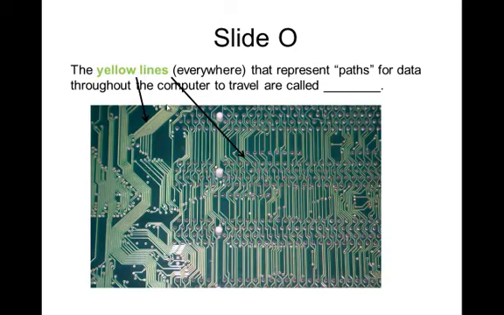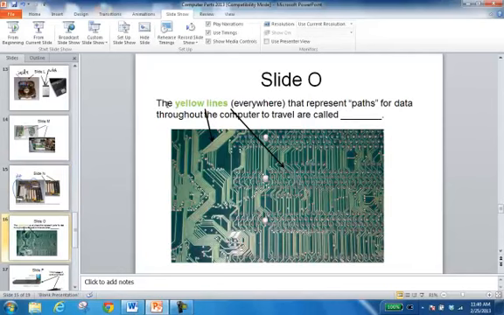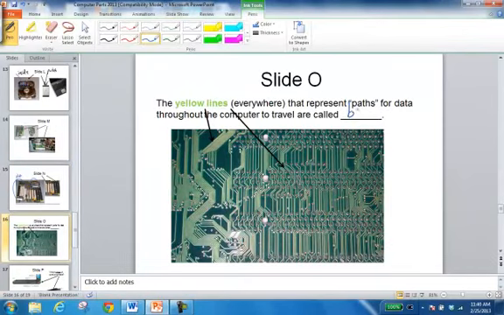They're all over the motherboard, and these little yellow lines or green looking lines are referred to by the term buses. You would think the bus would be the vehicle that was used right here for traveling, but it's actually the actual pathways. These little pathways right here are all over the motherboard.